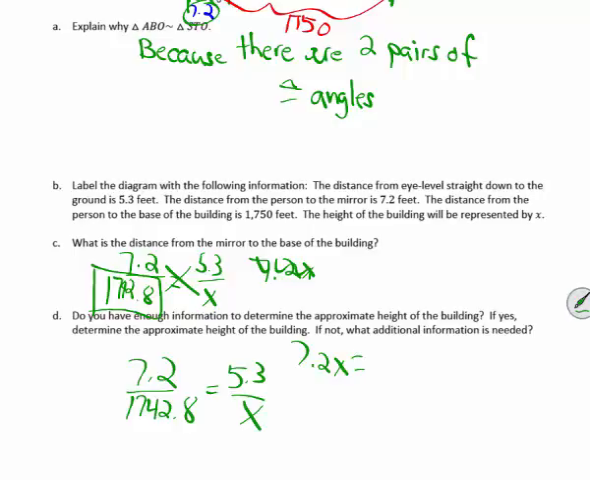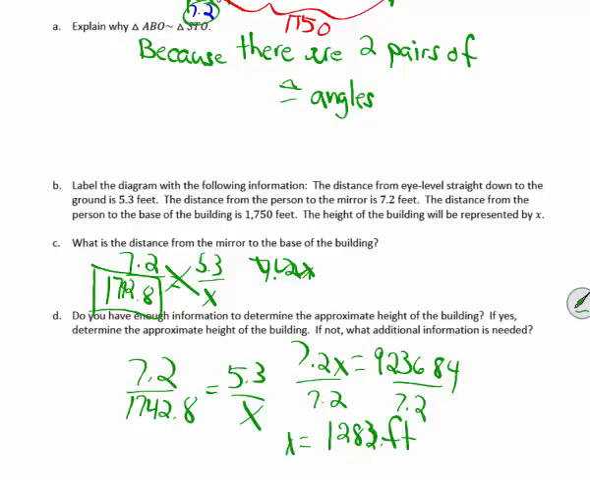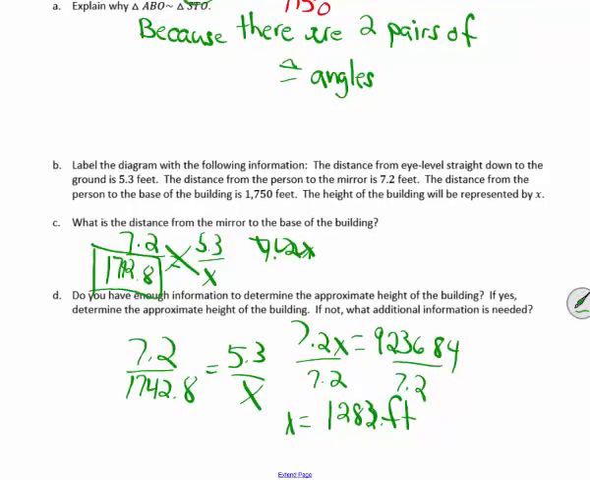All right, so 7.2x equals 1742.8 times 5.3 gives me 9236.84. Divide by 7.2. And I'm going to get 1282 point. It says approximate, so I'm going to round it to the nearest foot. So 1283 feet. All right, so a little bit different, but based on the same idea of being able to set up that proportion. So let's see if we can try another one here.